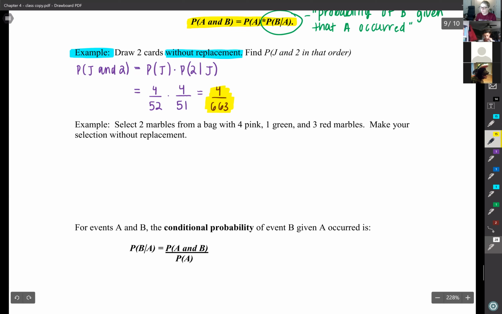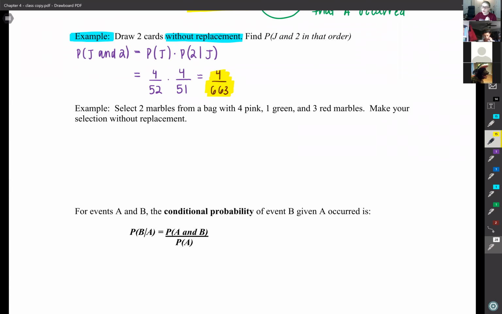All right, let's do another example just to really get some practice with the conditional probability. So this is selecting 2 marbles from a bag with 4 pink marbles, 1 green marble, and 3 red marbles. And we're going to make a selection without replacement.